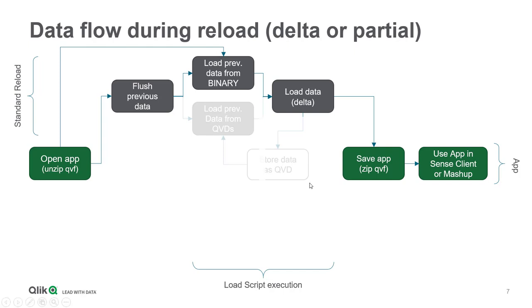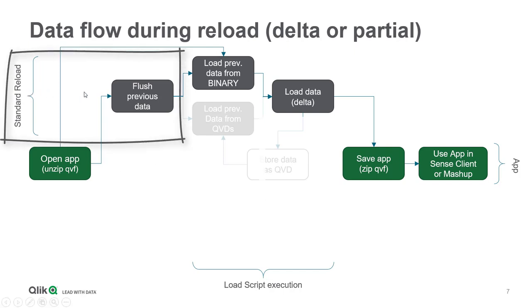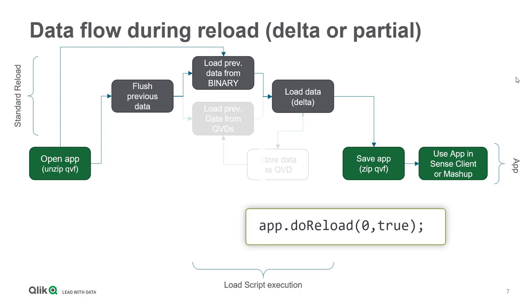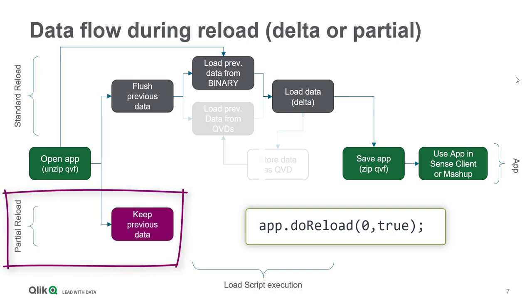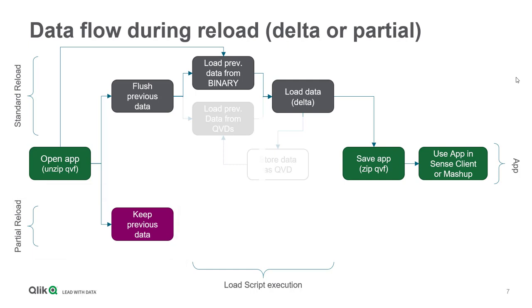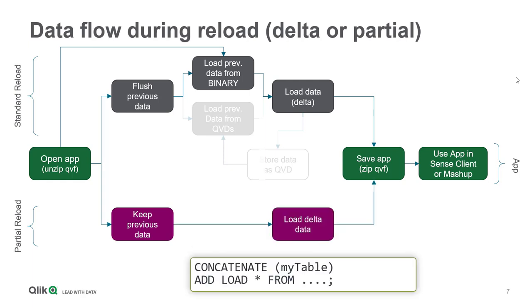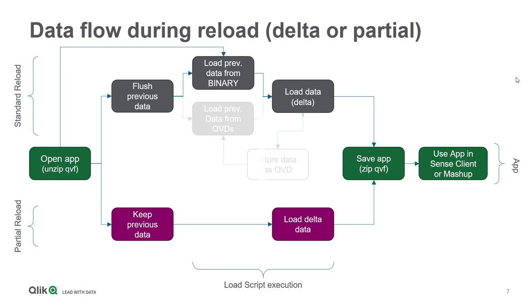All those reloads are following the standard reload process. That means it starts with the flushing of the data. But there is a second mode of loading data, and it's not available as an option in the client, in the script editor, only via API, and that is called the partial reload. This keeps the previous data, and it listens to separate commands in the load script. So actually, instead of load, you have to use add load to make this work. And that can directly load the delta because it kept the previous data set, and then it saves the app.